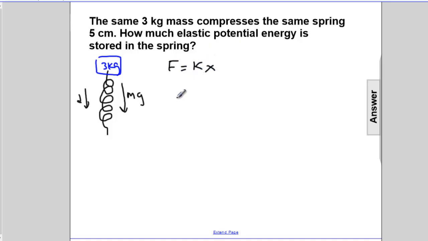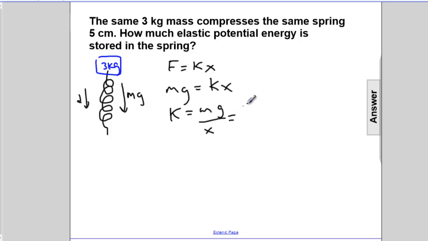This problem is going to contain a couple steps. It's not impossible. The force that's squishing this spring is the force of gravity acting on this mass, which is mg. So that force is mg, and that equals Kx. Solving this for K will be mg divided by x.